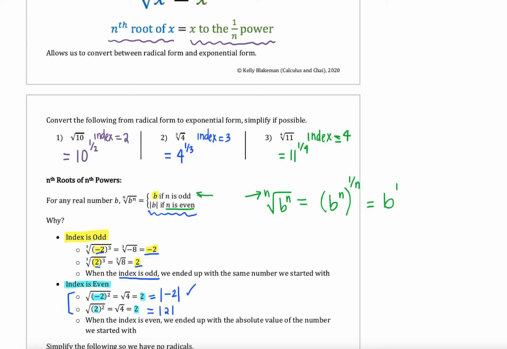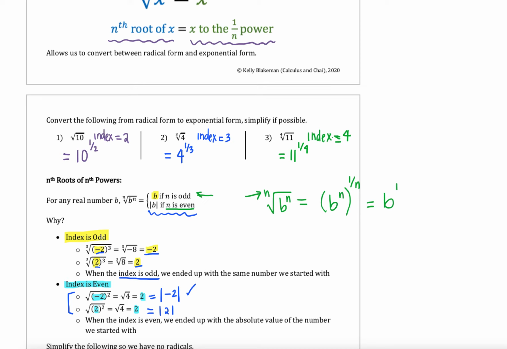But the reason this is going to be important is we're not always going to have numbers that we're subbing in. We might have variables, and we don't know what those variables represent. And so in those cases, we're going to have to worry about if I get these absolute values or if I don't get these absolute values. And what it boils down to is if the index is even or odd.